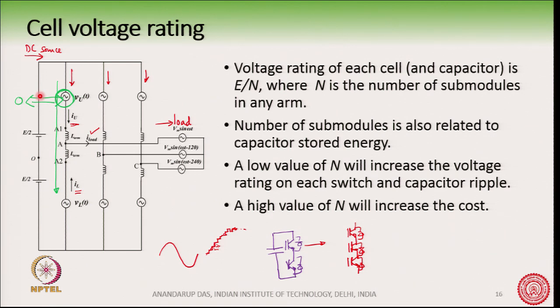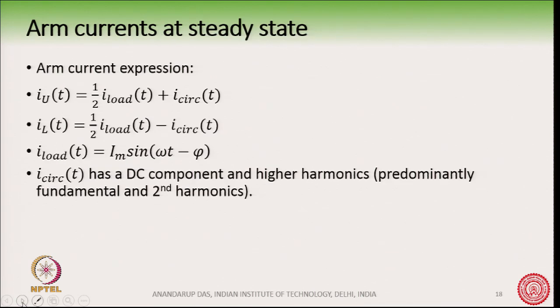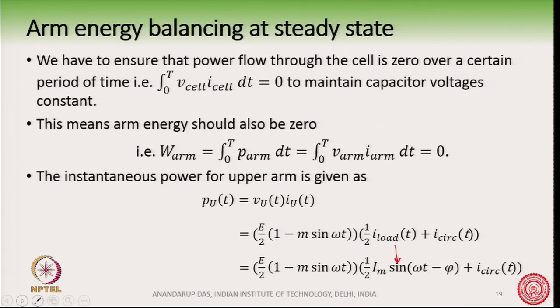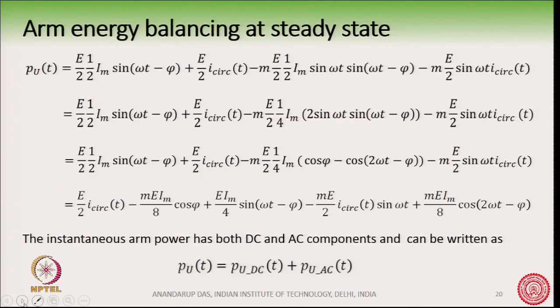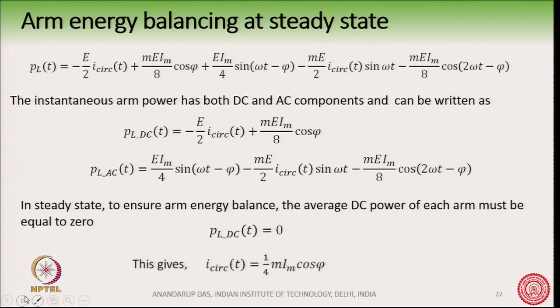So, this is the same DC which flows from the top through the bottom and goes back to the source. So, the same circulating current. That is why it is a circulating current. It flows from the top and bottom and goes out. And so, this is that circulating current, 1/4 m I m cos phi.